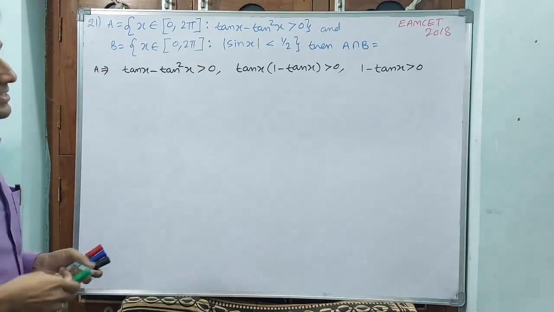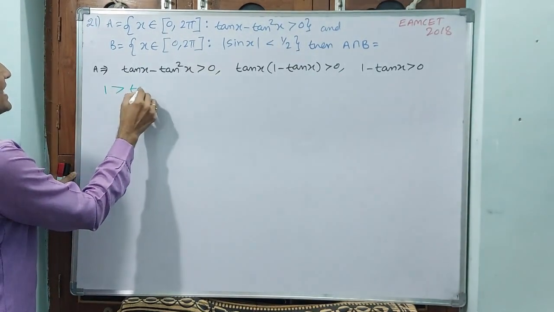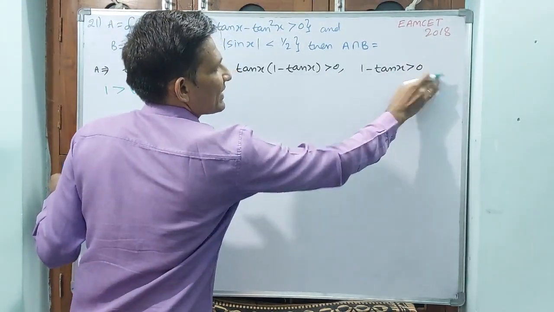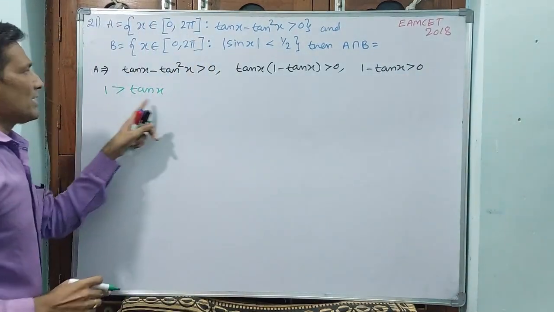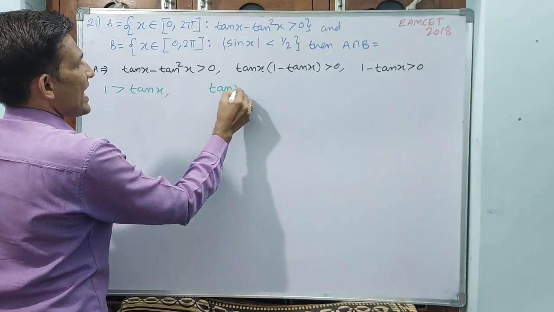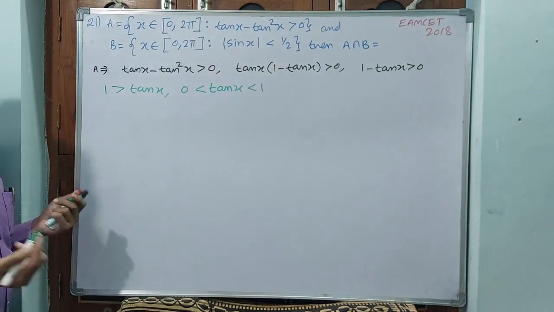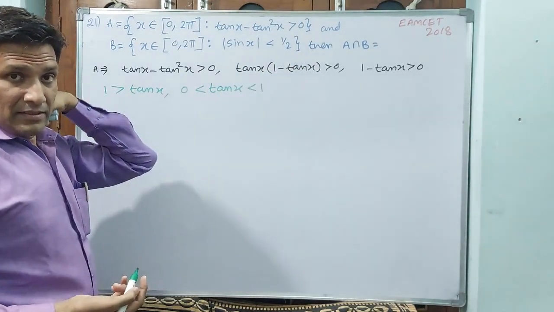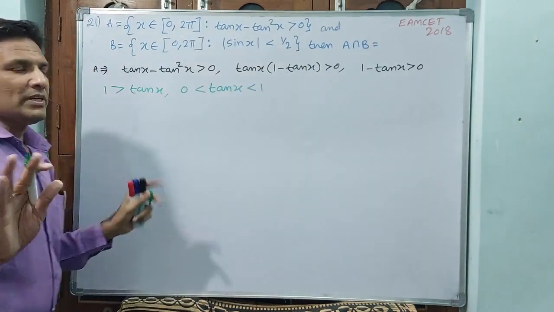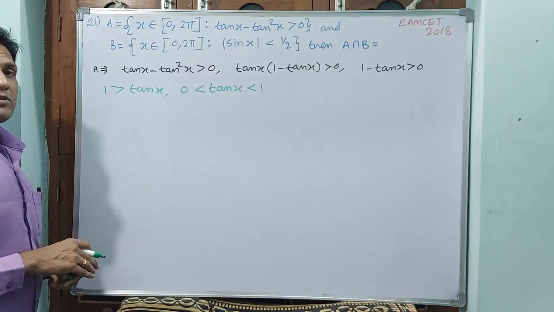If that is the condition, see how I am writing. 1 is greater than tan x, because if I send the minus tan x to the other side, it becomes plus tan x. Now tan x is greater than 0 but less than 1. Definitely I can write that, because 0 to 1 we have to take. Now you tell me, 0 to 1 means what will be the answer for tan x?